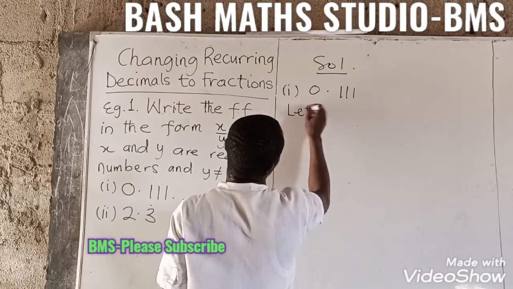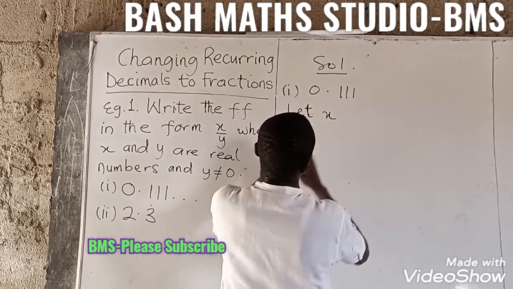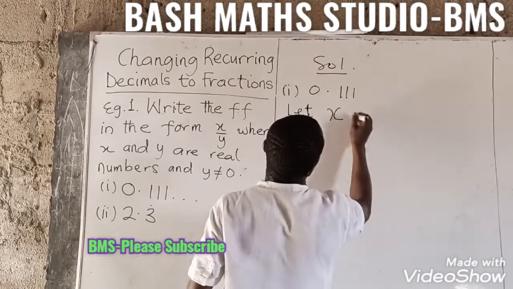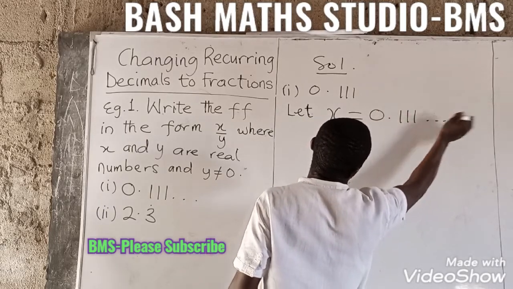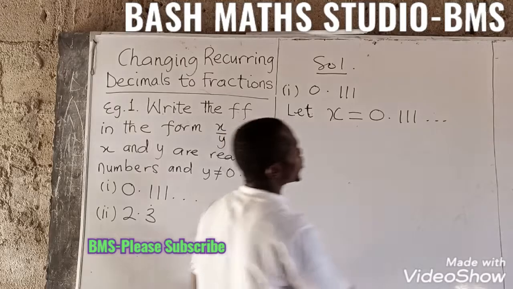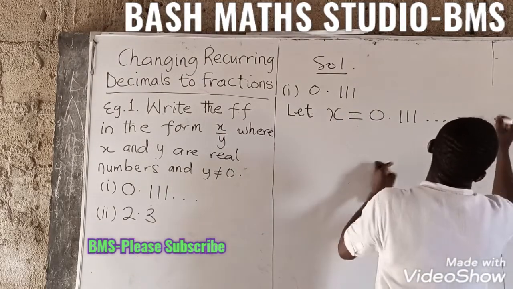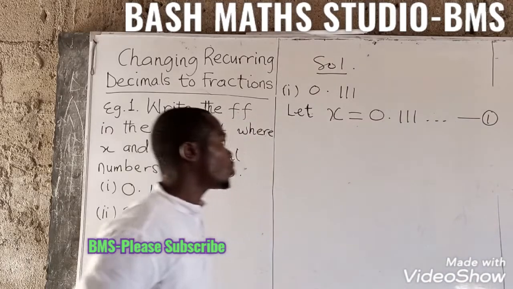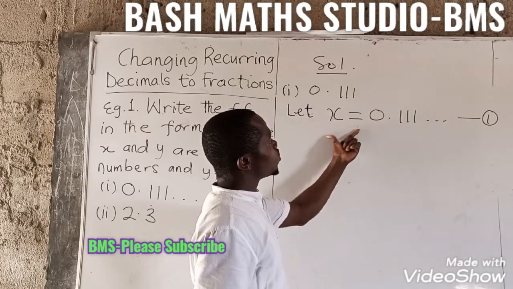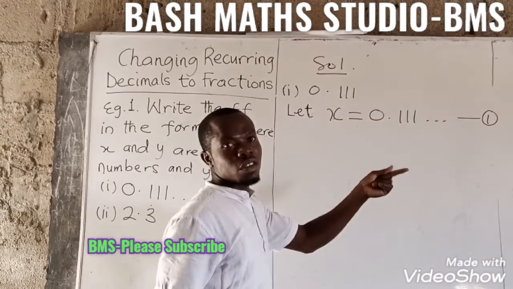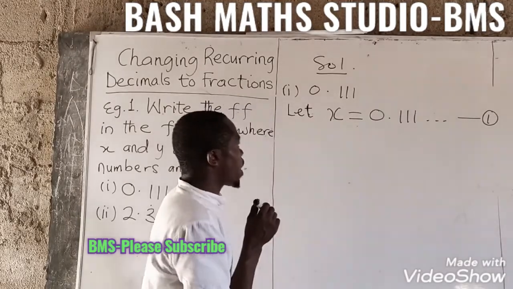So we let x be equal to 0.111 repeating. You can call this one equation 1 or whatever equation you want to call it. So let's call it equation 1. Then we will try to change the form of this by multiplying it by 10. And we know why we are doing so.